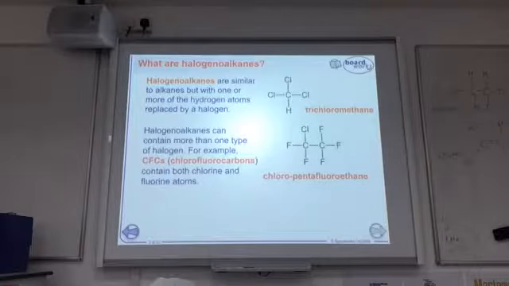Okay, so that one there, what is that called? Chloropentafluoroethane. So chloro, because there's one chlorine, but pentafluoro, because there are 5 fluorines.